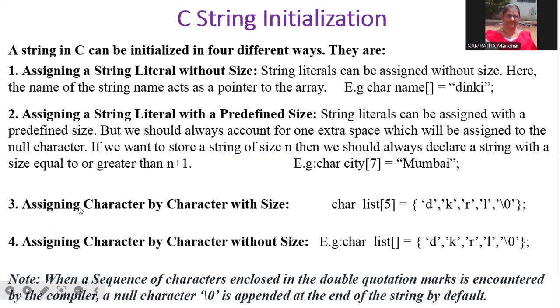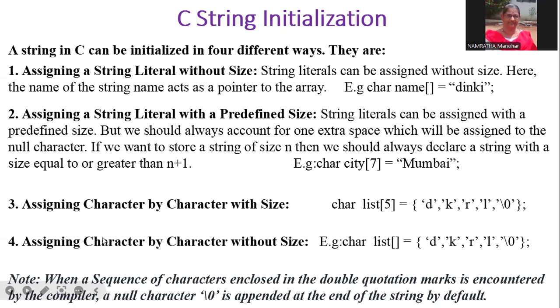Now, the third method is assigning character by character with size. That is, char list[5]. Suppose you have discrete characters, as I said, grades A, B, C, D, and you want to give them separately. Then you can also give them individually like this within flower brackets, but each character within single quotes. The last one should always be a null character.